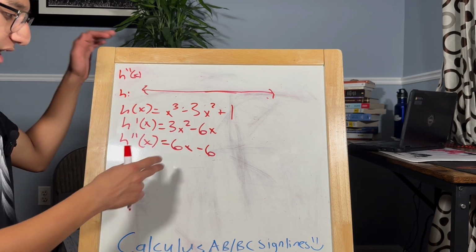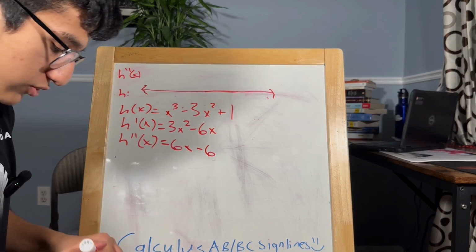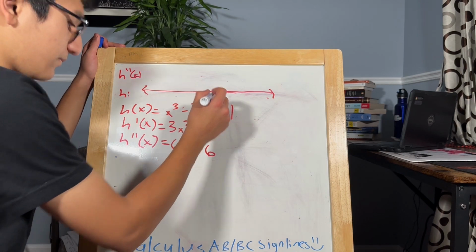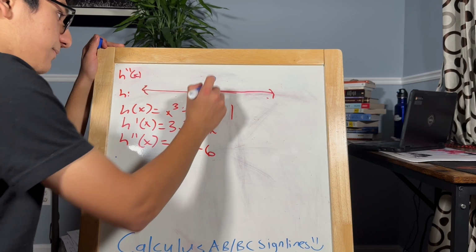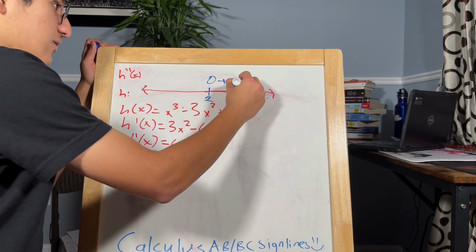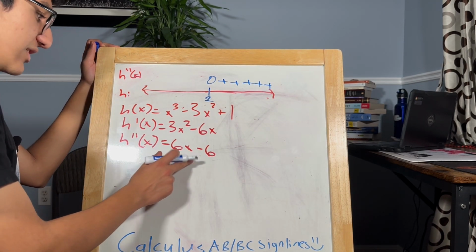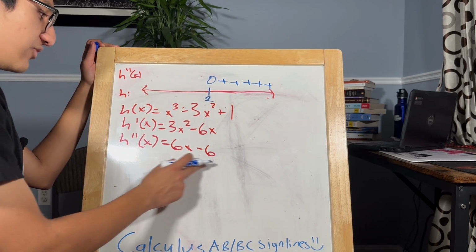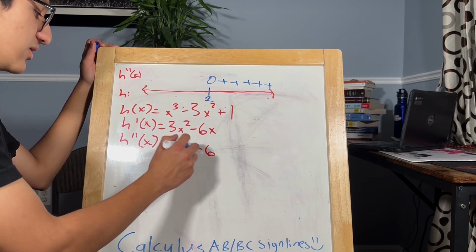So we know at x equals 1, it would be 6 minus 6, which is 0. So at x equals 1, 0. Now let's try like 2. 12 minus 6, that's positive. So I think forever it would be positive because there are no other values that 6x minus 6 is equal to 0. And let's try 0. 6 times 0 is 0, minus 6 is negative.